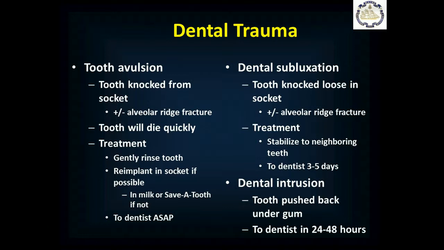In a dental subluxation, the tooth is knocked loose in the socket, and again, there may be an alveolar ridge fracture with it. Here the treatment is to stabilize it to the neighboring teeth. Hopefully it's just that the ligaments are slightly torn. They need to see a dentist in 3 to 5 days, and actually when you put stabilizing material on, which is very similar to the material that you use to make temporary fillings, it binds across the teeth. And in fact, that'll often take care of it, and by the time they see the dentist, it's all healed and better. But they still need to follow up with a dentist.